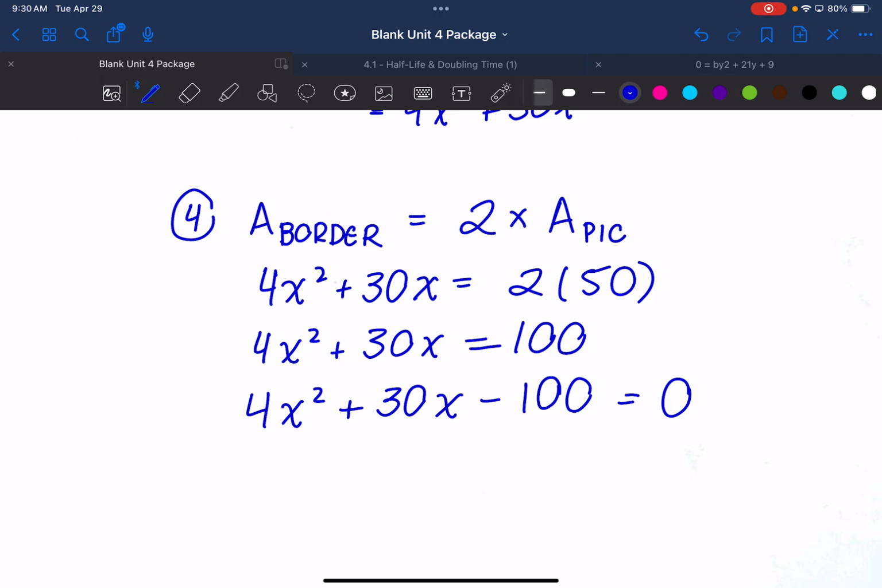This is your final expression for just the shaded blue area. This is the one you're going to do quadratic formula on, or product and sum if it works, but I don't think you get a nice number. I ended up getting decimals. So I would say quadratic formula it.